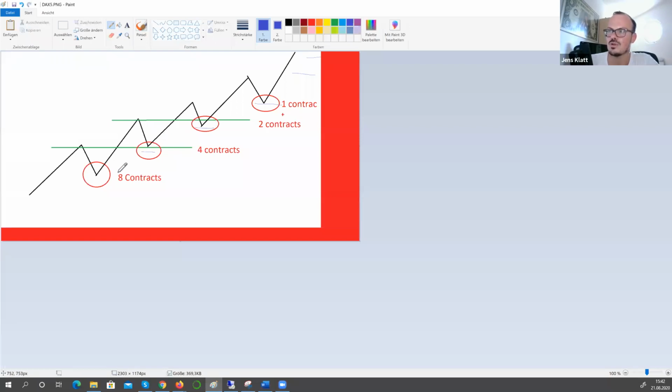When you trail the stop to this level, you're in profit for the 8 and the 4 contracts, so for 12 contracts, in fact. And you continue to do that, and you hope that this trend continues to build momentum, in fact, and then probably see a final explosion on the upside.